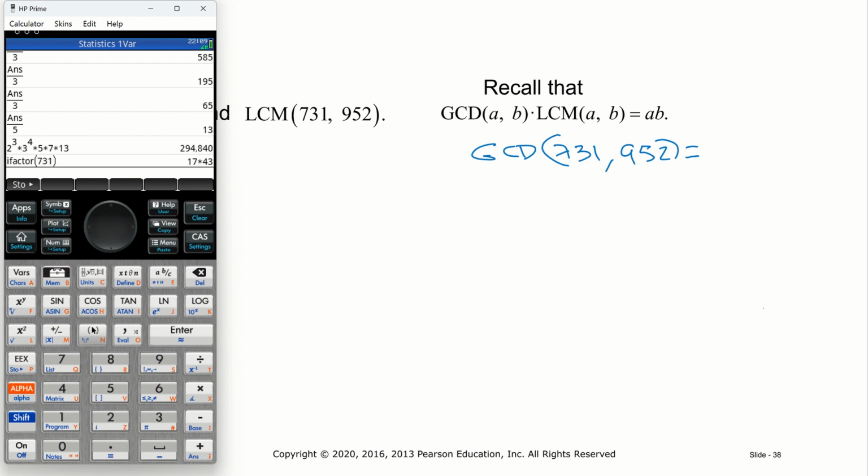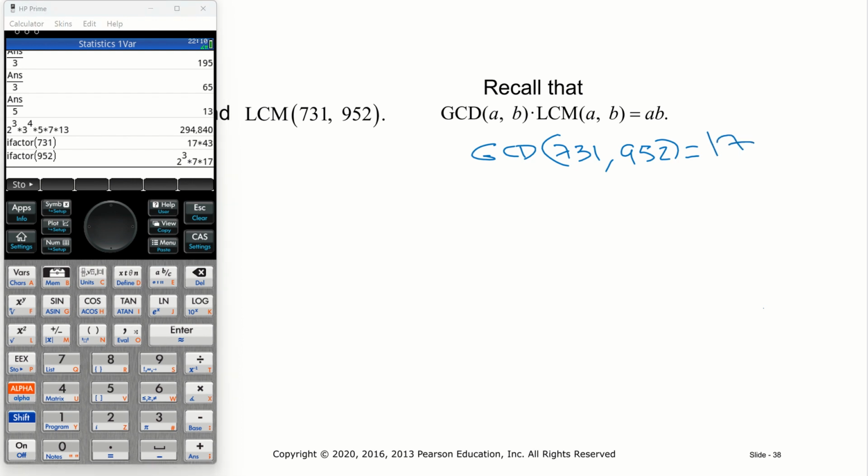17 times 43 for that, and now we'll do the same command and 952. All right, so here are the two factorizations, correct? So the only factor they have in common is 17, and they're both the first power, so we can see that the GCD of those two numbers is going to be 17.